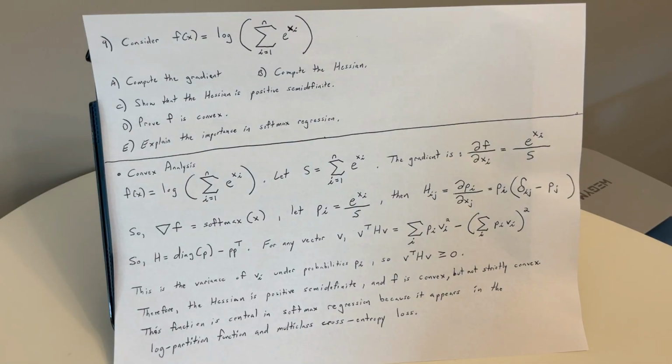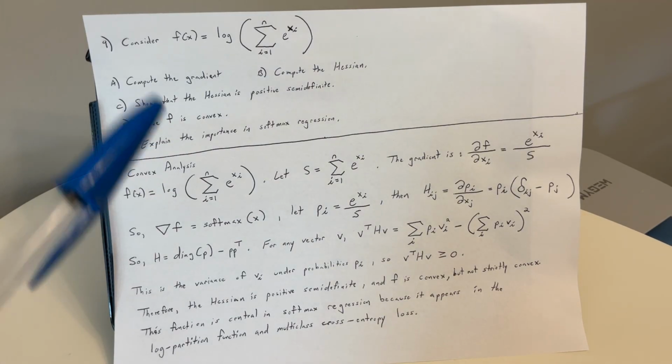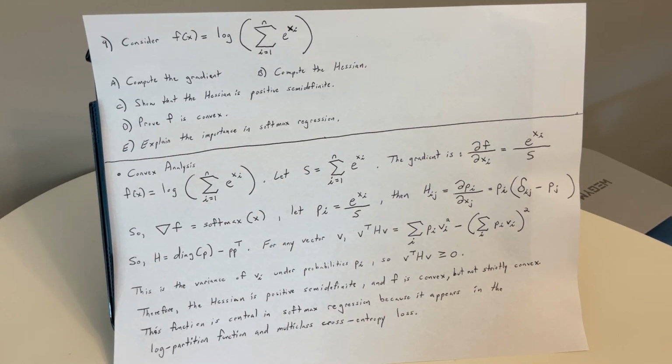So part 3, beginning with number 9, consider f of x equals log of the sum i equals 1 to n, e to the x sub i. Part A, compute the gradient. Part B, compute the Hessian. Part C, show that the Hessian is positive semi-definite. Part D, prove f is convex. Part E, explain the importance in softmax regression.